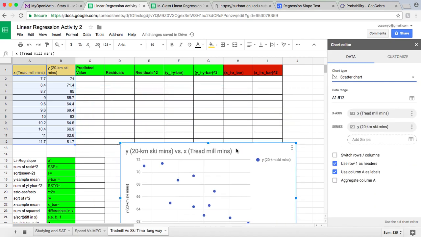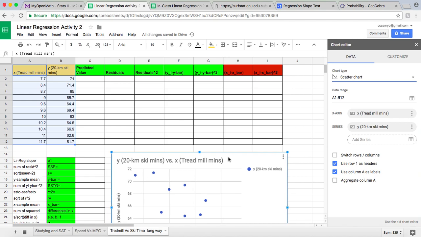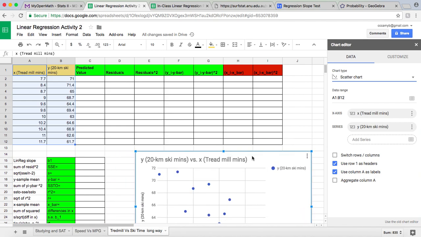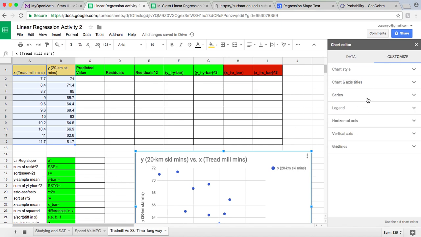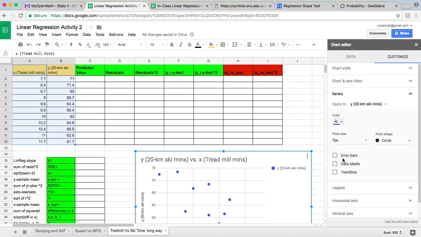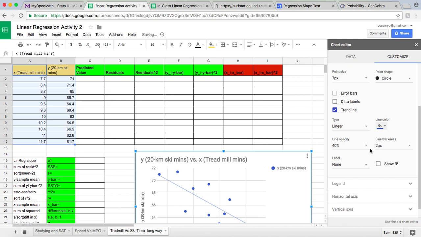So we're going to move this to a more convenient spot for ourselves. So right here. And to do that, to get the trend line, what you need to do is go over to Customize. And then you want to hit Series. And then you want to go down to Trend Line. So remember, trend line is just another word for the line of best fit.